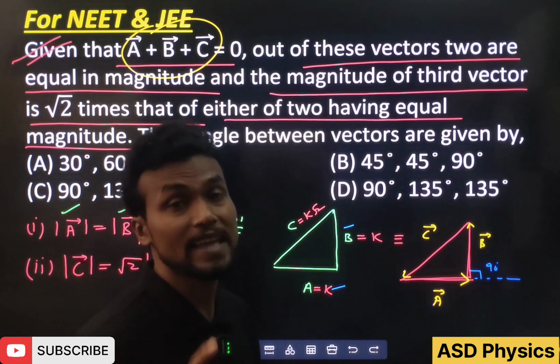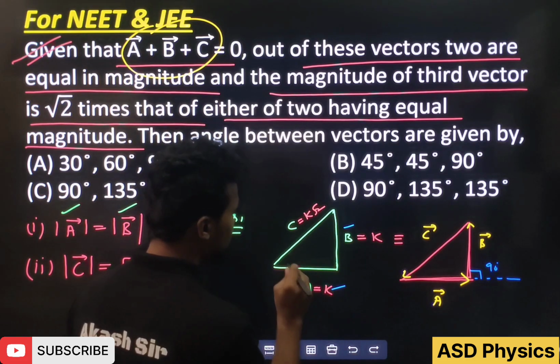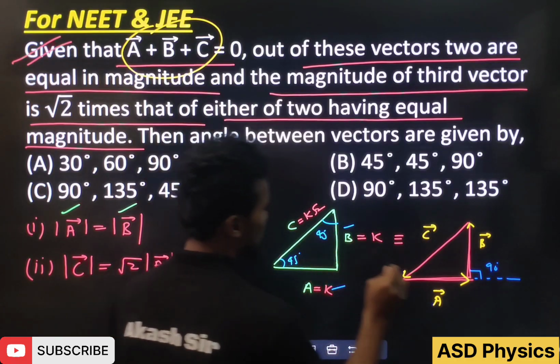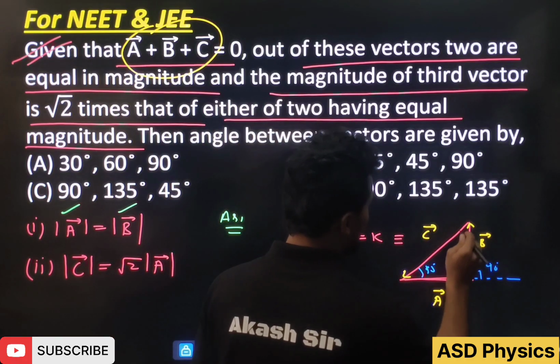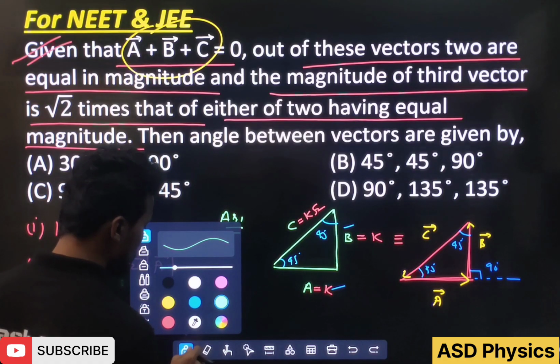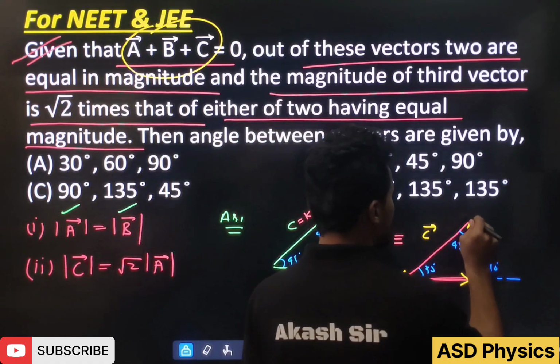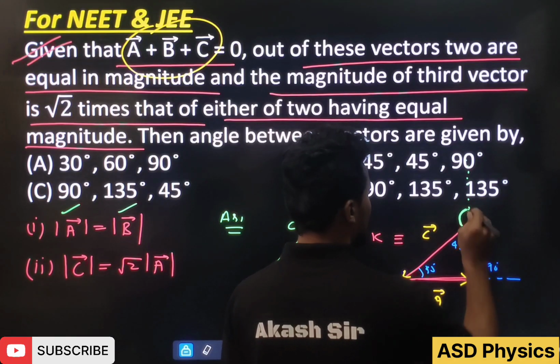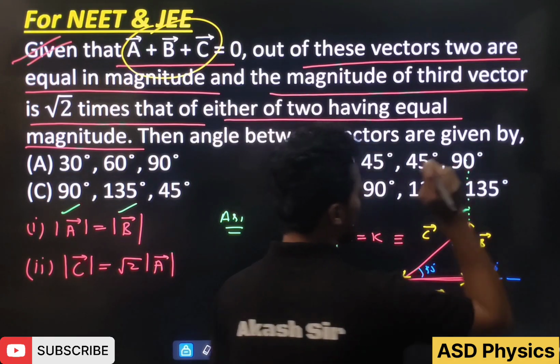If you see tan, it means opposite by adjacent. So k by k, tan theta is 1. That means this is 45, and this is also 45. But this is not the angle. Where is the angle? For the angle, what do we have to do? Head-tail concept. From the head of vector B, draw the other dotted line. See this angle. This is 45, that means this angle is 135.